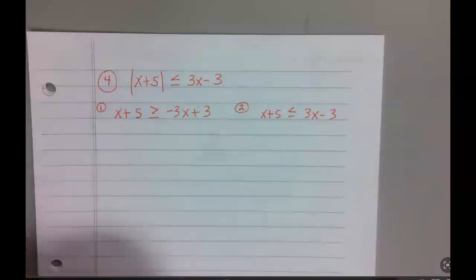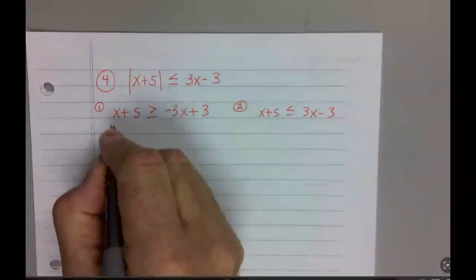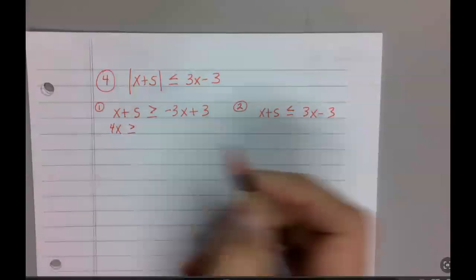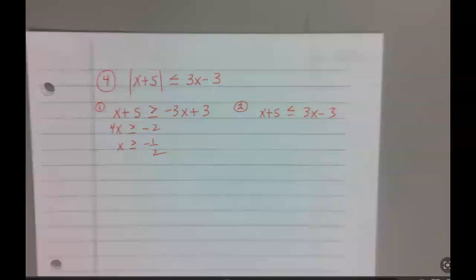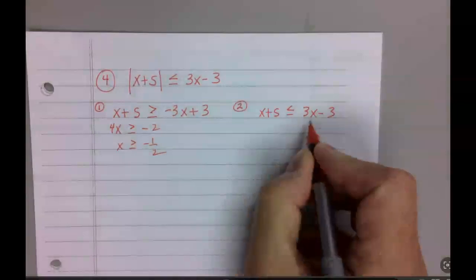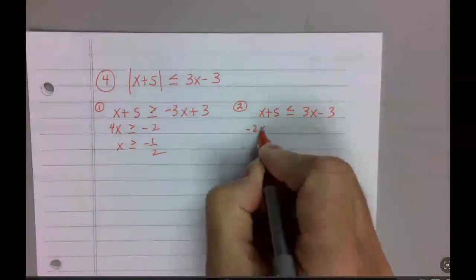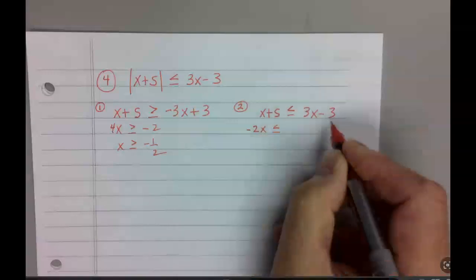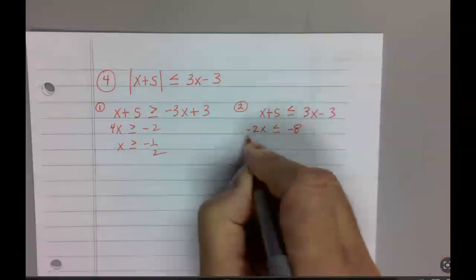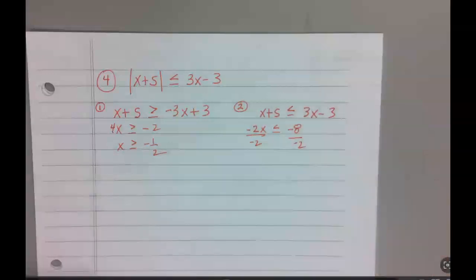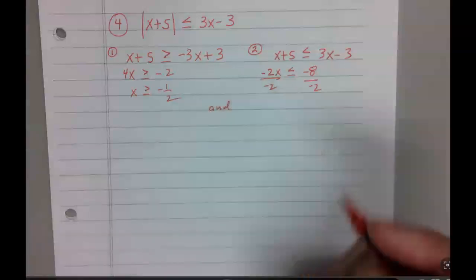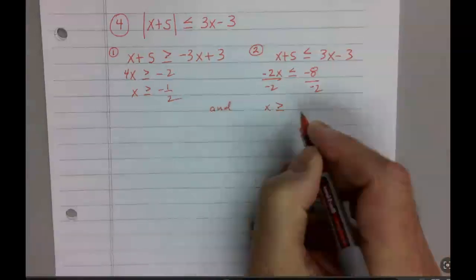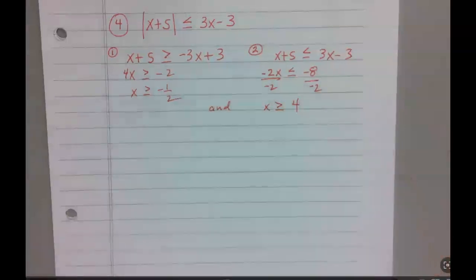Okay? All right, add 3x over here, subtract 5 over here, divide by 4, I get negative 1/2 when I reduce. Agreed? Okay, this one here, subtract 3x, so that gives me negative 2x, subtract 5 over here, what's that give me? Negative 8, divide by negative 2, so what do I have to do to the inequality? Flip it. So isn't that just what I just did, I thought. Correct? So this is what I have.